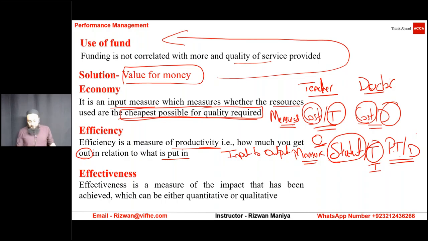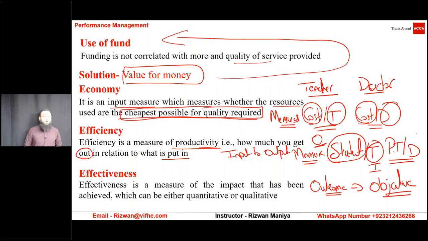The last is effectiveness. Okay. And after that, we are quickly jumping towards the question again. Effectiveness is what? Effectiveness says that whatever your output is, that should be achieving the objective. Whatever your output is, that should be achieving your objective. So if your outcome or output is objective achieving, that is good.